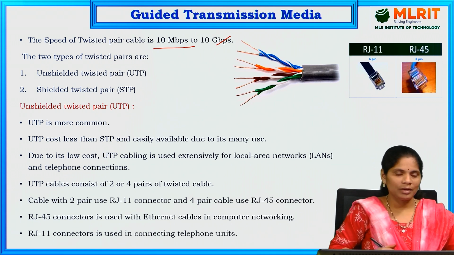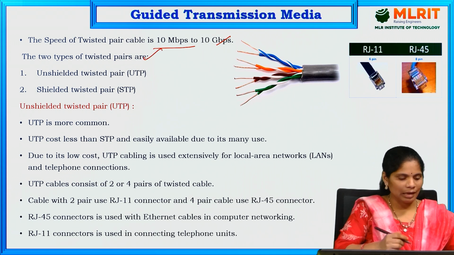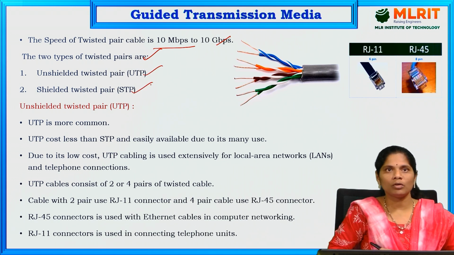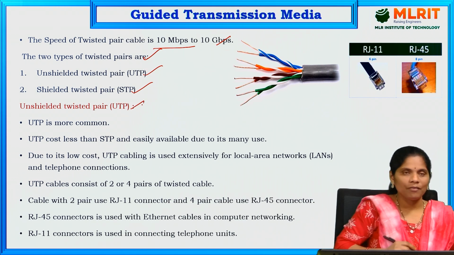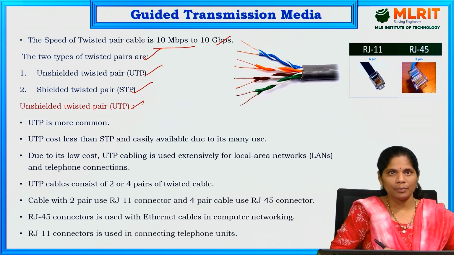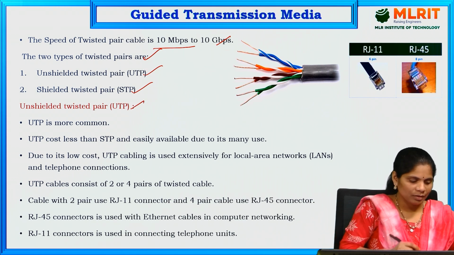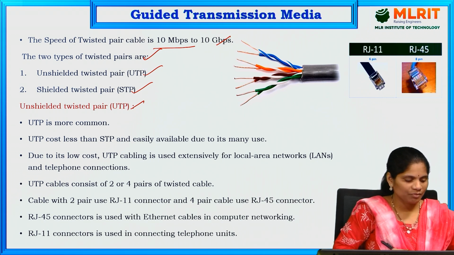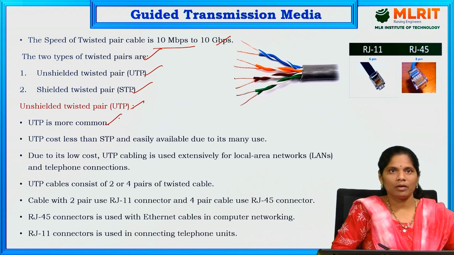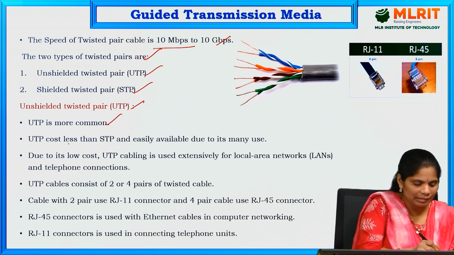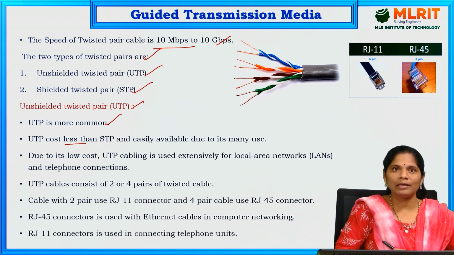These can be divided into two types: unshielded twisted pair and shielded twisted pair cable. These are the two types of twisted pair cables. First we will see what is unshielded twisted pair cable. UTP is the short form of unshielded twisted pair cable. It is the more common cable. We use it everywhere because it costs less compared to the shielded twisted pair cable.